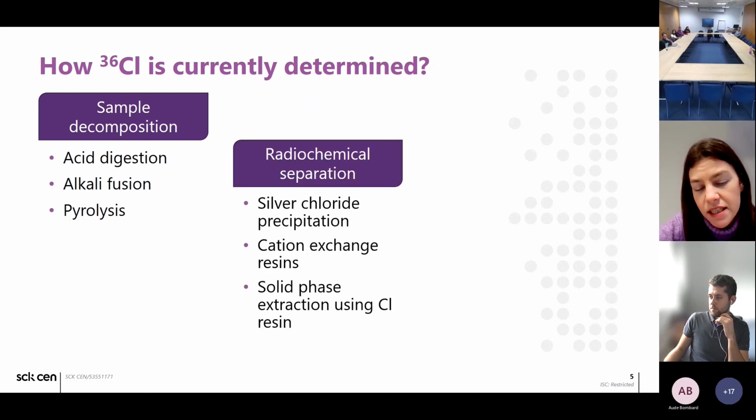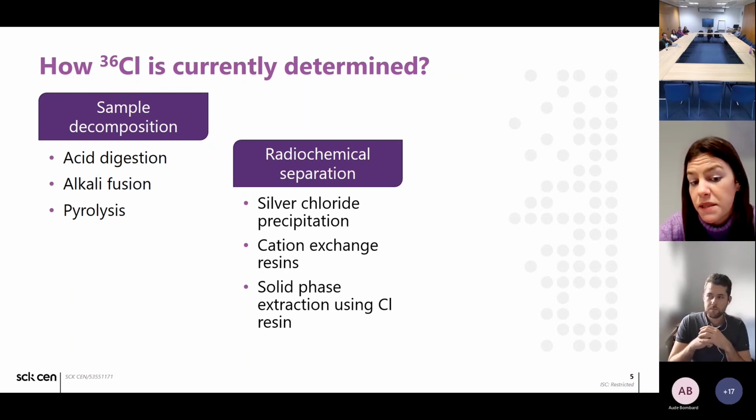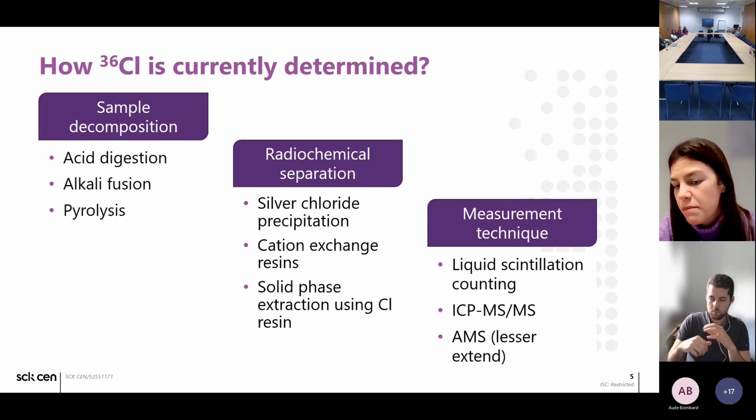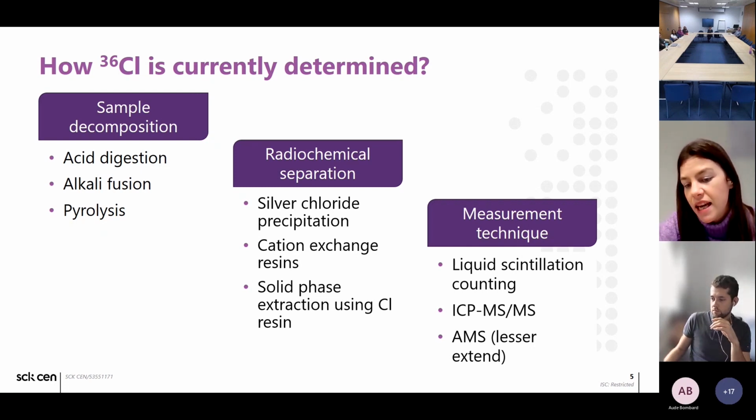And then the next step is to remove interferences from the matrix. Through the literature, we could find some techniques such as silver chloride precipitation, cation exchange resins, or solid phase extraction using a specific resin, which is the chlorine resin. And then in order to measure chlorine-36, the most common technique is liquid scintillation counting, but as well, tandem ICP-MS has been reported, and to a lesser extent, accelerator mass spectrometry.